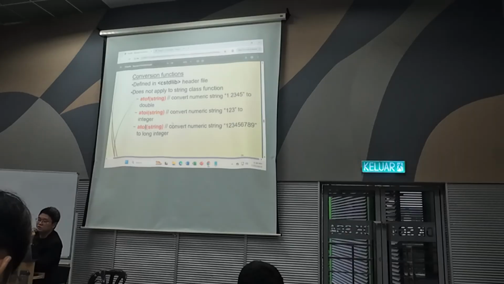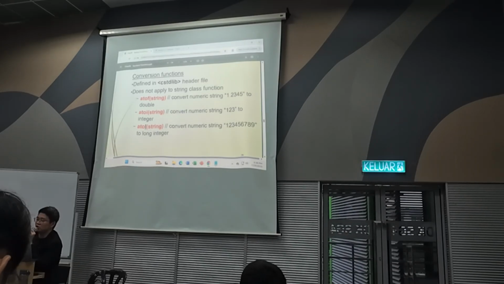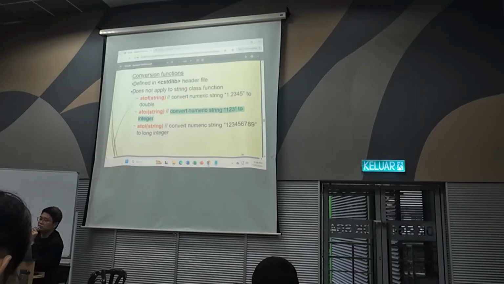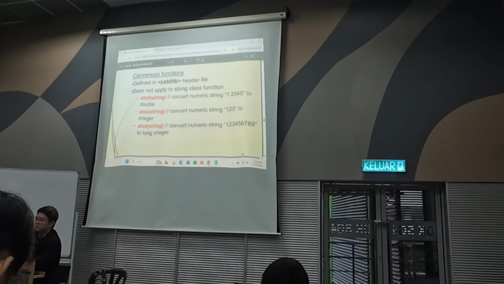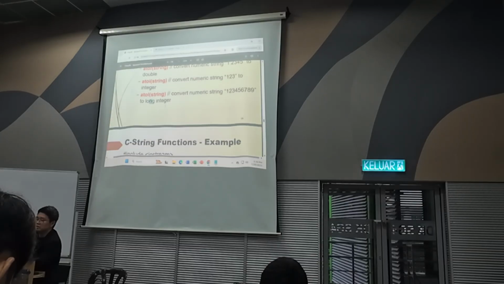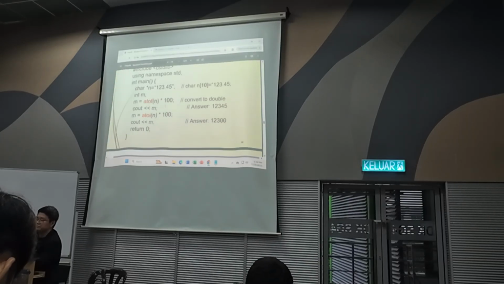So what this is doing is actually converting the numeric string to double, converting the numeric string to integer. And this one, long integer, converts the numeric string to a very long integer. So let's take a look at the examples here.